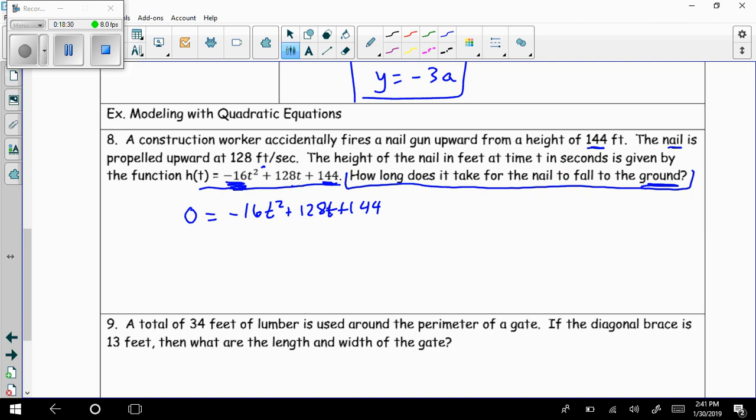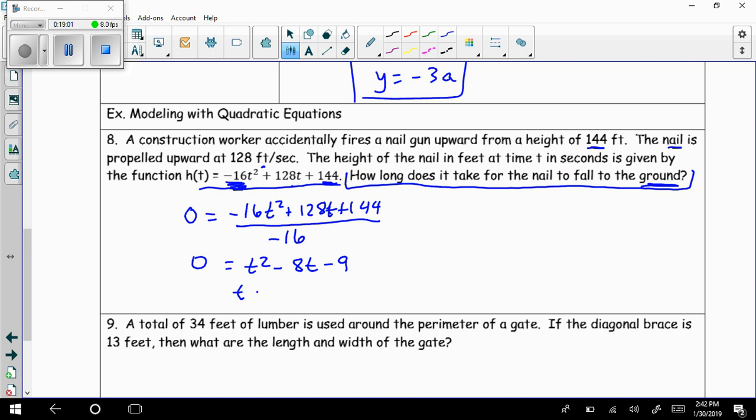A lot of the times, again, because of the level we're dealing with, these numbers will be divisible by 16 itself. So I'm just going to double check that here real quick. So 128 is, and 16 is. All right, 144 is. So I'm going to divide everything by negative 16. And this is going to give me t squared minus 8t minus 9 equals 0.